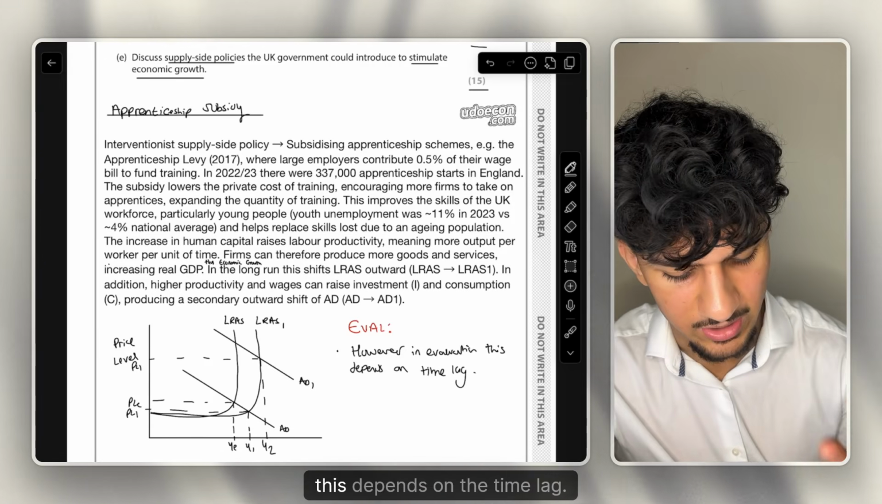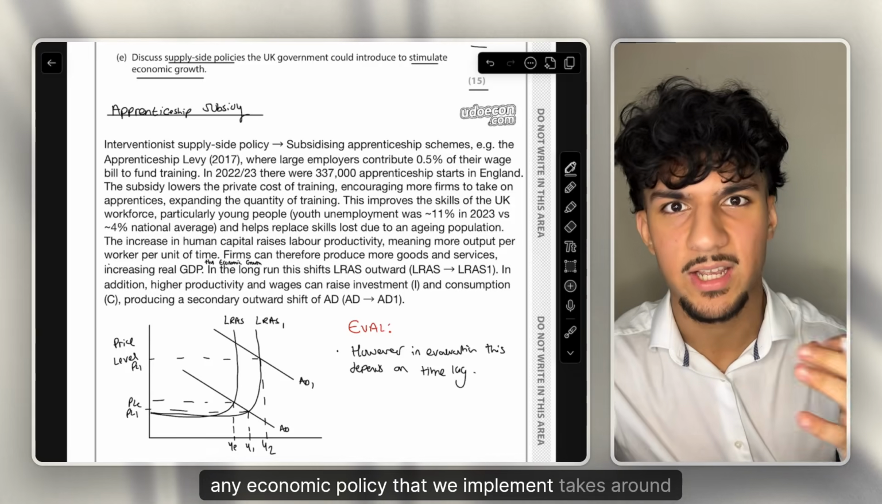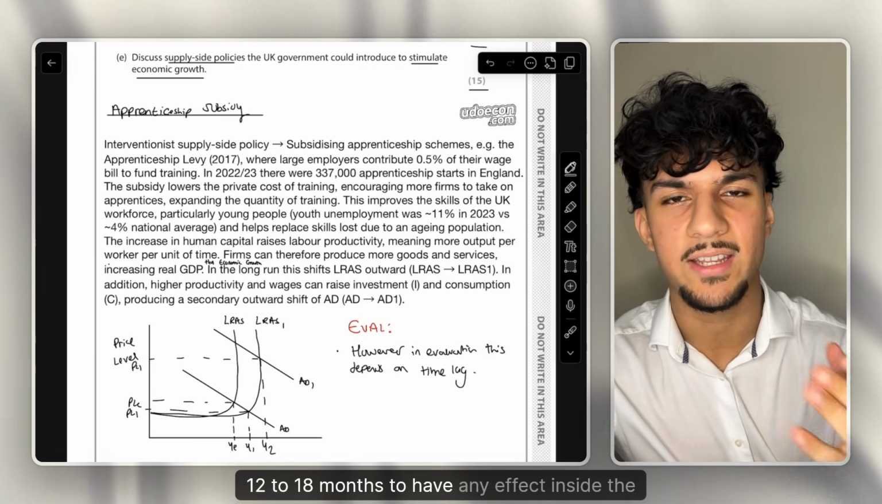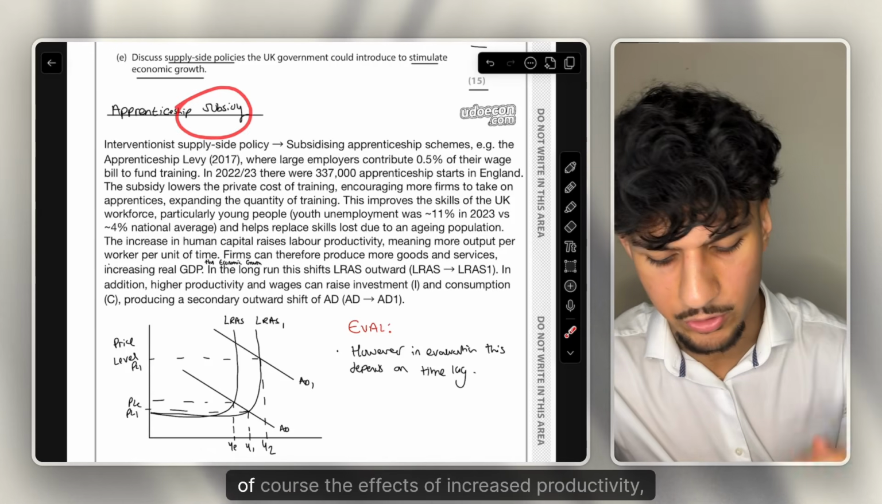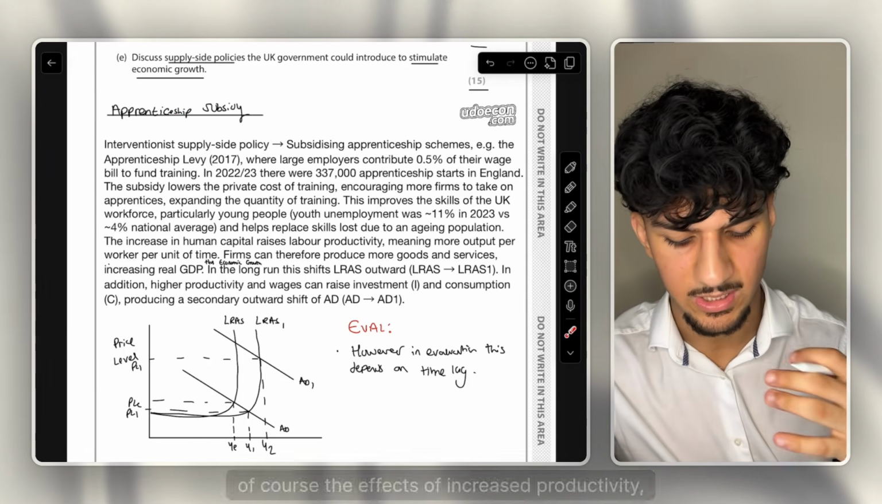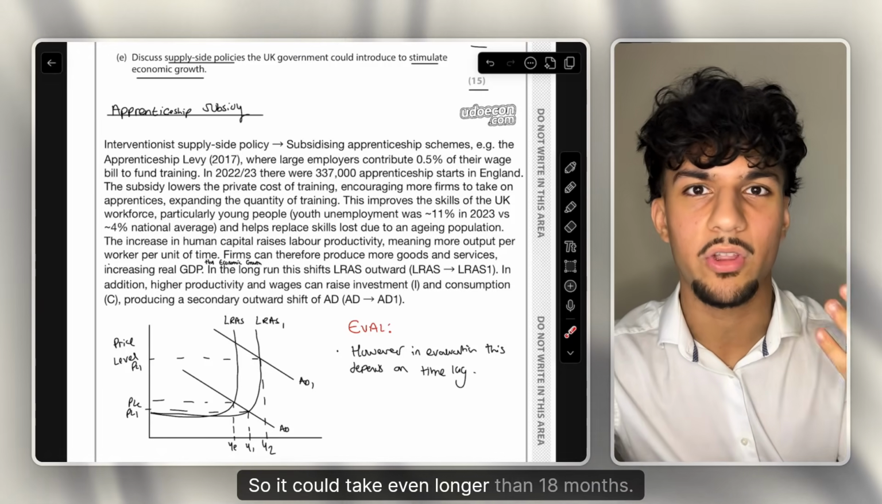However, in evaluation, this depends on the timeline. As of course, we usually say any economic policy that we implement takes around 12 to 18 months to have any effect inside the economy. And this apprenticeship subsidy, of course, the effects of increased productivity, the effects of LRAS increasing, of course, are in the long run. So it could take even longer than 18 months.